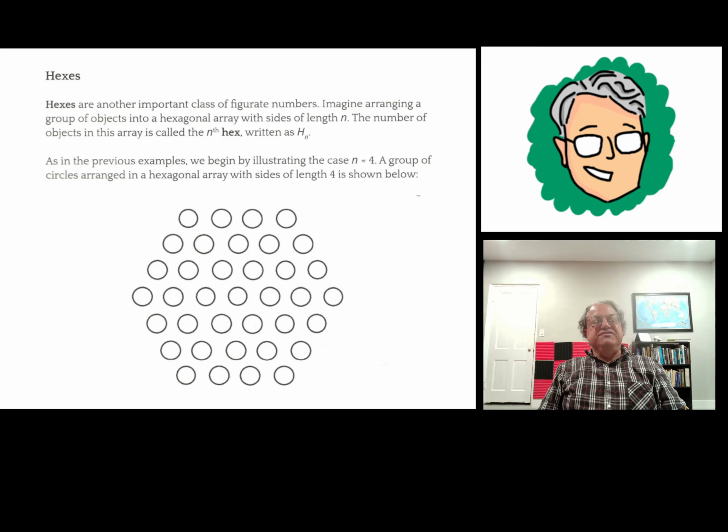It turns out to equal 37. If you counted all these circles, you'd find there's 37 circles. But how can you get this without counting? It's not so obvious. Well, there's another trick we can use.